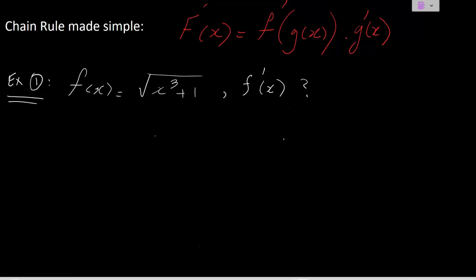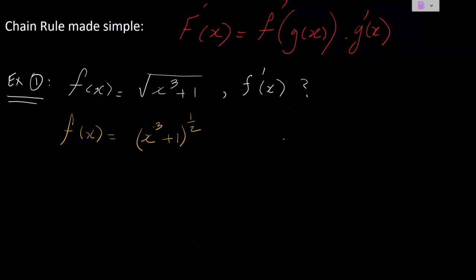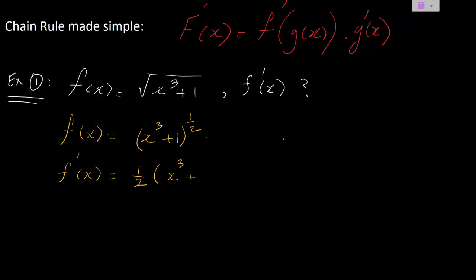Here is the first thing that we got to do. First, we're going to rewrite this function, square root of x cubed plus 1, in exponential form. So this becomes (x cubed plus 1) to the power of 1/2. Okay. Once we have this, now we're going to go ahead and take the derivative. And according to the chain rule, first we have to deal with the entire thing. So 1/2 comes to the front and becomes (x cubed plus 1) to the power of -1/2.